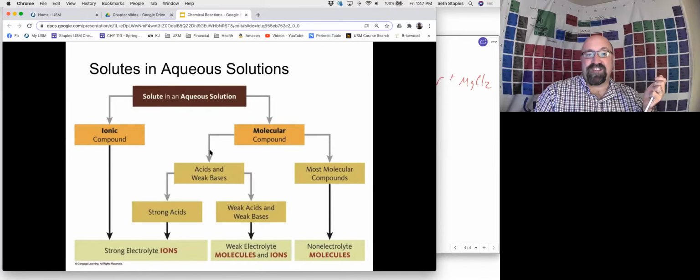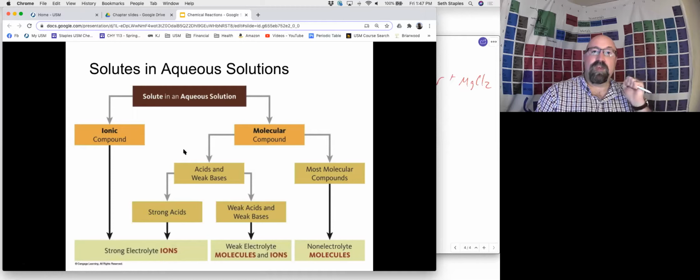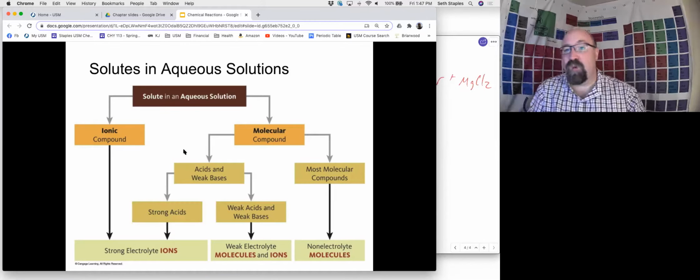If we have acids and bases, however, a strong acid is going to be a strong electrolyte. And there are definitions of strong acids, which we'll get into. But anything that is a strong acid is a strong electrolyte. Anything that's a weak acid or a weak base, those are weak electrolytes. And we'll see what that difference is in a little bit. But so we'll go through this little flow chart to determine if something is an electrolyte or not.